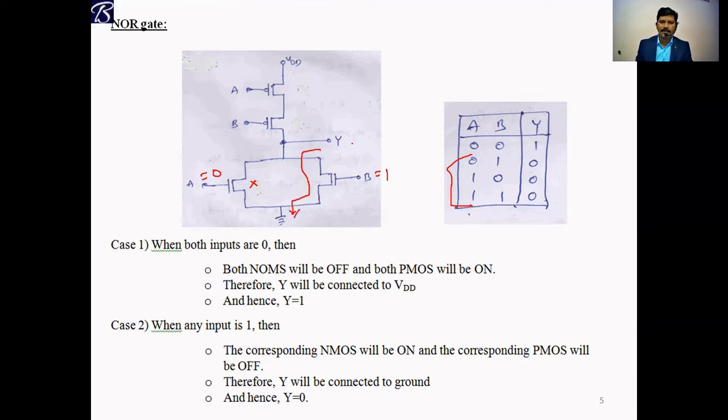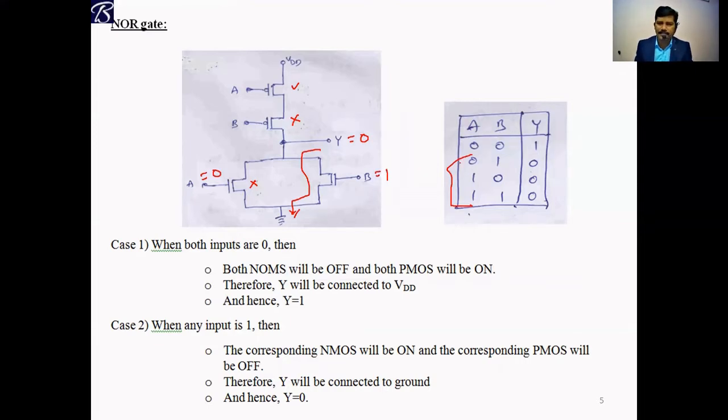So whenever it is on, Y is compulsorily 0, it is connected to ground, and the corresponding PMOS is switched off. This VDD is not connected because of this B PMOS switching off.